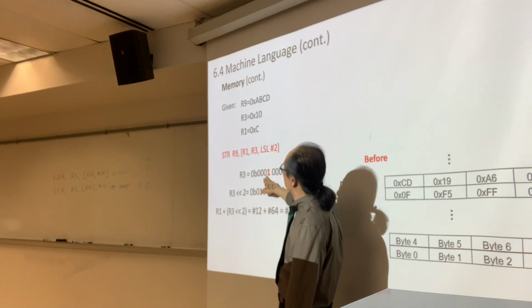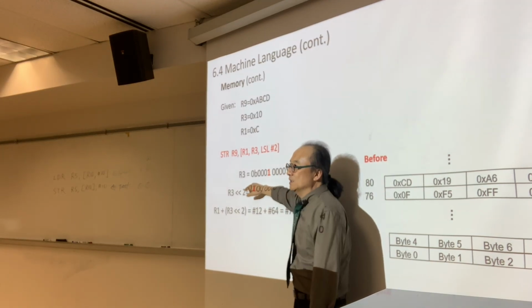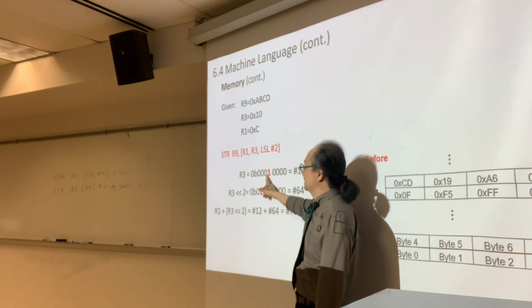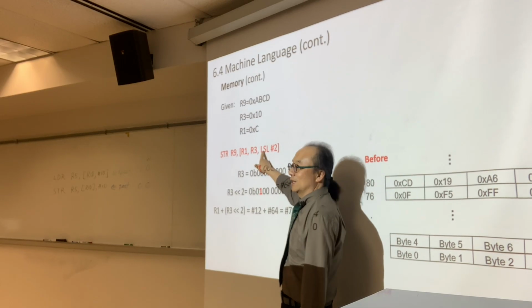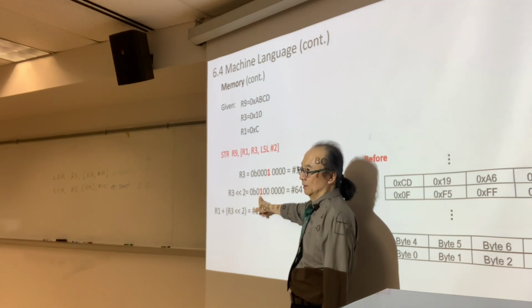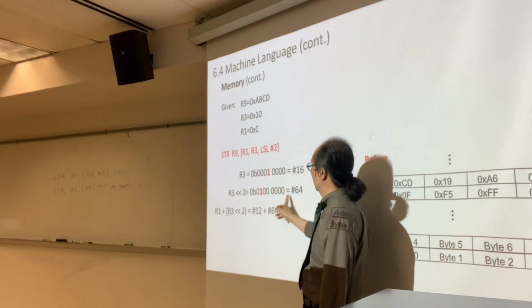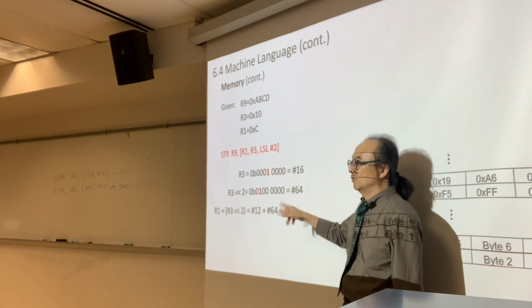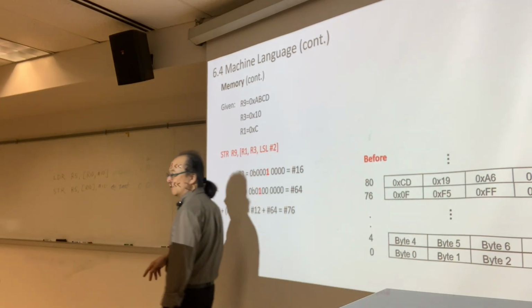00010000. That's a 10. In decimal number, it's going to be 16. 1, 2, 4, 8, 16. Now we need to logically shift left by 2 bits, then that's going to be the case. And when you change this into decimal number, it's 64. Going from here to here, what happened? Multiply by 4. Why? How?